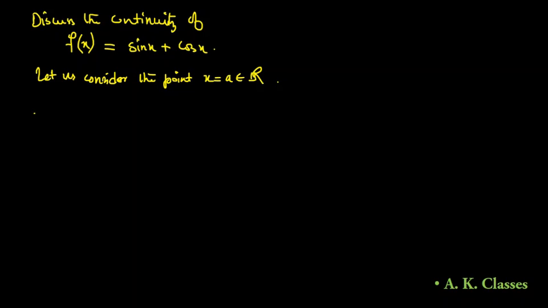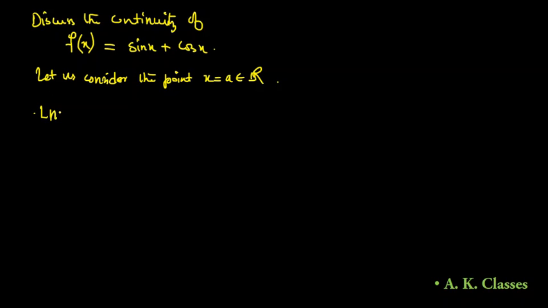You are considering a as an arbitrary number, means a randomly chosen number. As it is satisfying for a, it has to be satisfied for any number, whether it is less than a or greater than a, it doesn't matter. It is continuous everywhere on the set R. Okay.